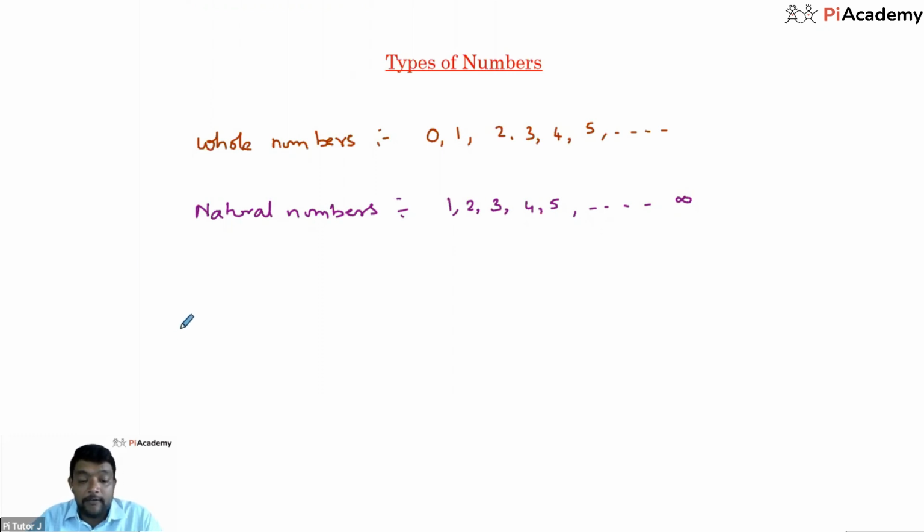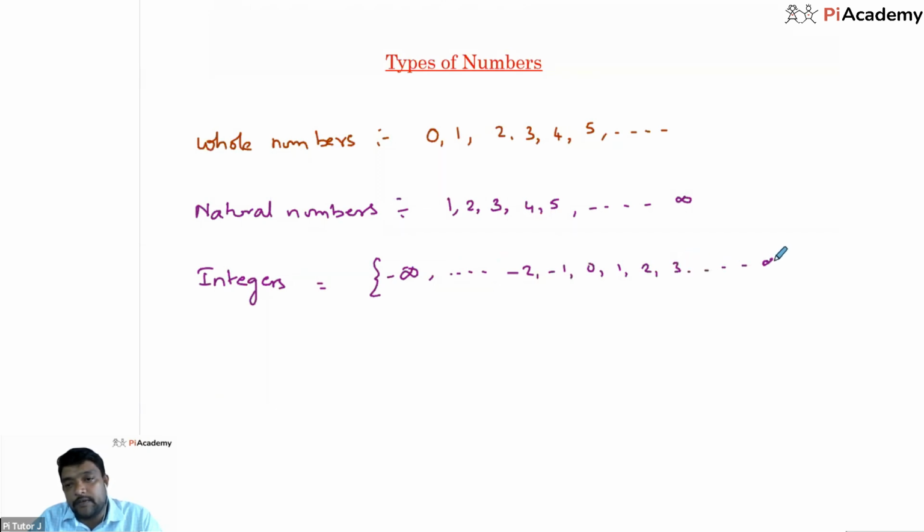And then we have the third type of numbers. We're going to look at integers. Integers are those numbers that are both negatives and positives. So minus infinity, say -2, -1, 0, and 1, 2, 3, and so on up to positive infinity. So you have whole numbers starting from 0 to infinity, natural numbers starting from 1 to infinity. Then integers, you have both negatives and positives, including 0.